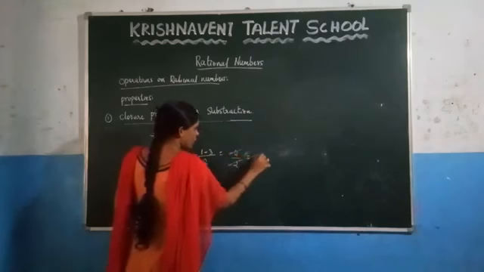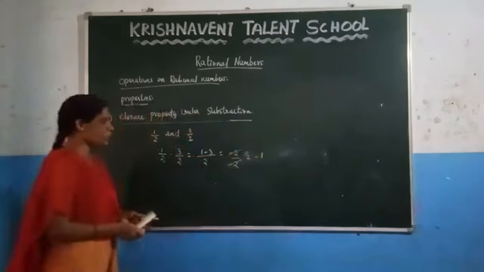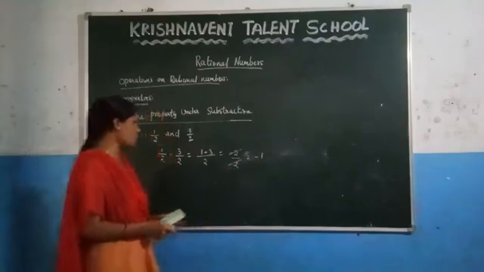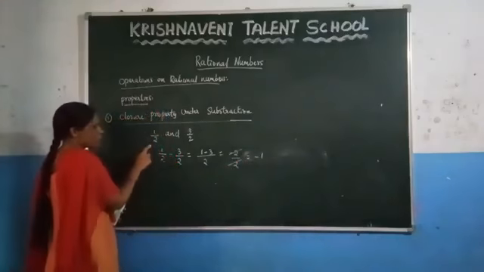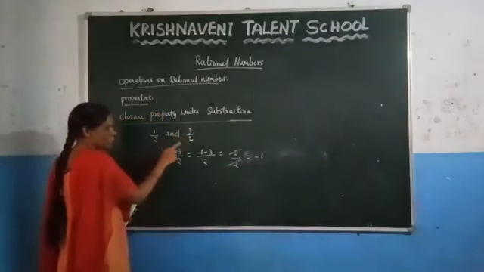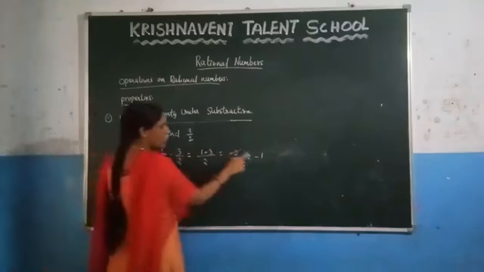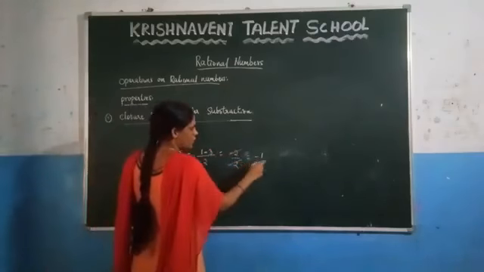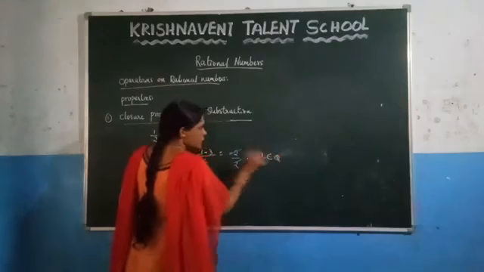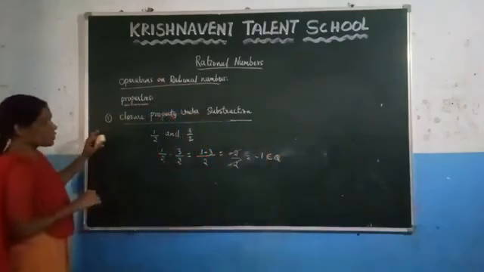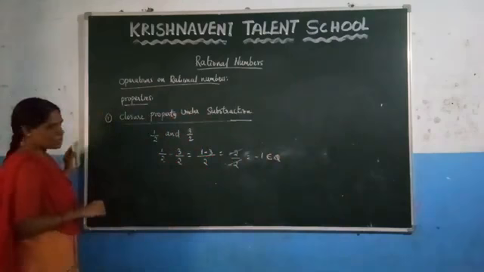After cancellation, you are getting minus 1. You know that minus 1 is a rational number. So here, if you consider two rational numbers and subtract them, you are getting a result that is also a rational number. This one belongs to the rational numbers. So the closure property holds good under subtraction.